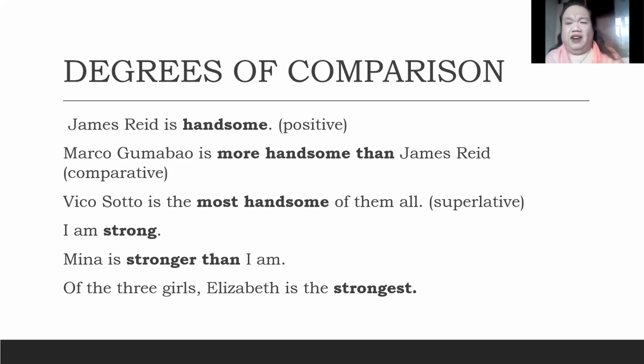Now let's look at the inflection. I am strong. Mina is stronger than I am. So there's comparison. Stronger, it's a comparative adjective. And still we're using the word than. Then of all the three girls, Elizabeth is the strongest. So comparing Elizabeth to the other two, by mentioning the three of them, it is Elizabeth who's actually the strongest.